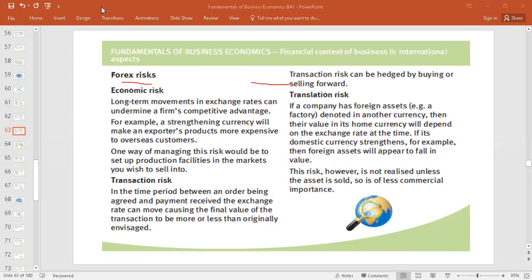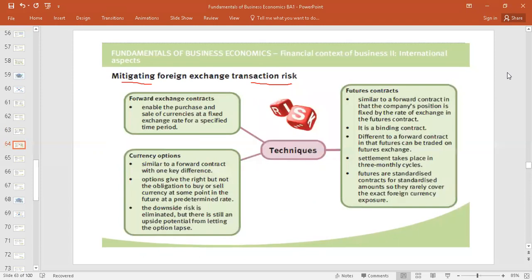See, there would be a time gap between the order placed and the payment received. During that time period, if there is any fluctuation in the foreign exchange, then that is referred to as transaction risk. The transaction is set to be completed, and on completion the payment is received, but if the payment made on that date has a lesser value because of fluctuation in the foreign exchange rates, any risk that arises is called transaction risk.